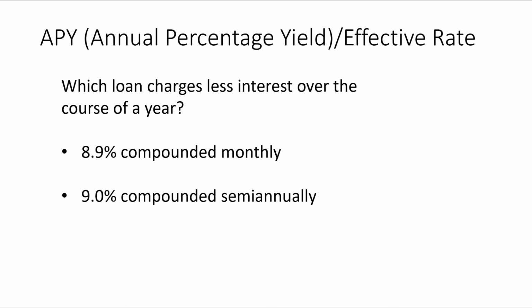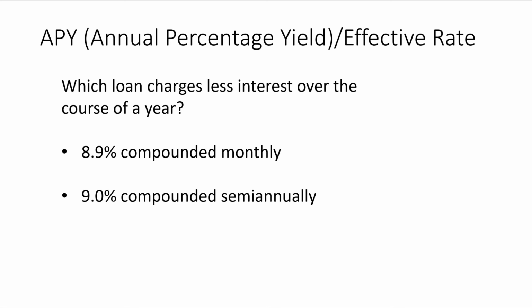So in this example, we have two loans. One that is 8.9% compounded monthly, and the other is 9% compounded semi-annually. And we want to know which loan charges less interest over the course of a year. So we know which one charges a lower percentage, but they're compounded at different frequencies. Interest compounded monthly, that's far more often, so that's going to generate more interest. Semi-annual is going to generate less interest, but also the interest rate is higher. And so both of these have some pluses and some minuses.